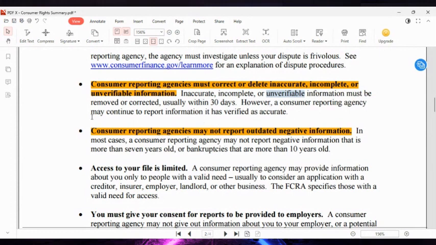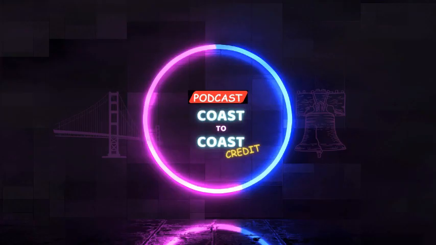Consumer reporting agencies, which are the 3Bs, may not report outdated negative information. So it says here, in most cases, a consumer reporting agency may not report negative information that is more than 7 years old or bankruptcies that are more than 10 years old. Do you know how many credit reports I have worked on that had a bankruptcy that was over 7 years and it shouldn't have been, that have been over 10 years and they shouldn't have been? I have a lady, her bankruptcy was discharged 13 years ago and it's still on her credit report.